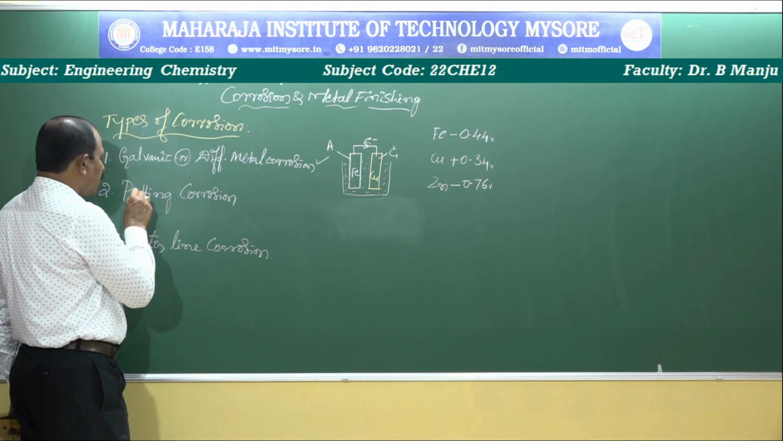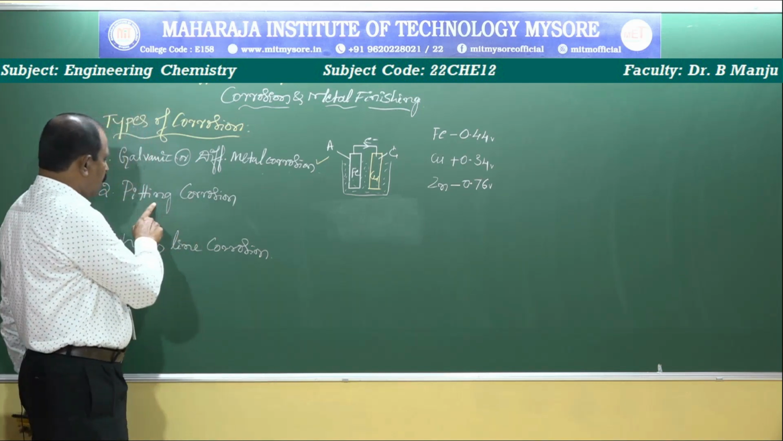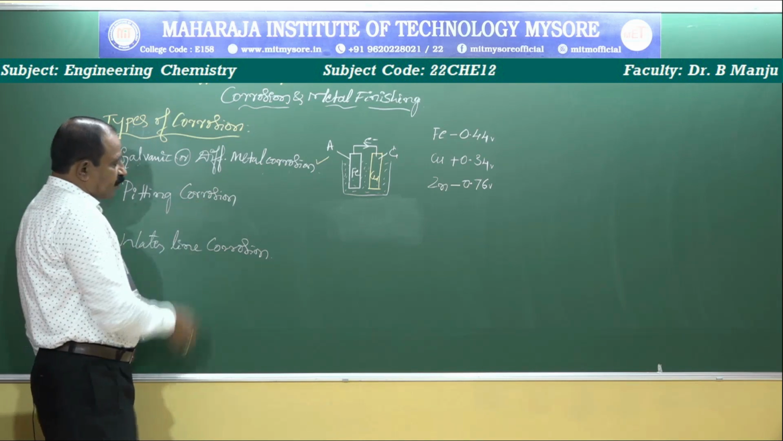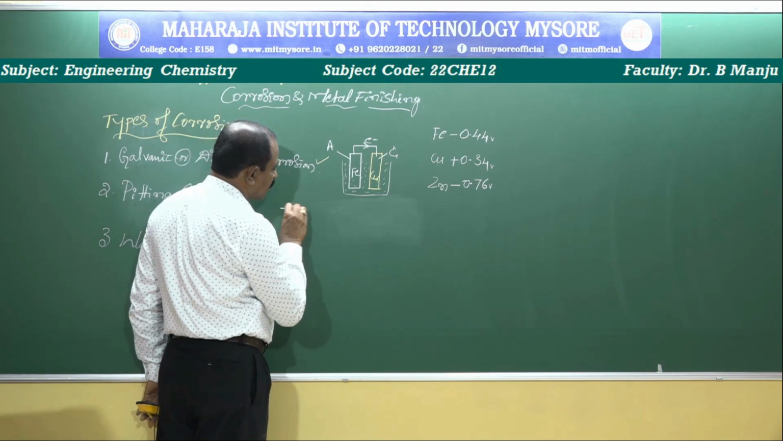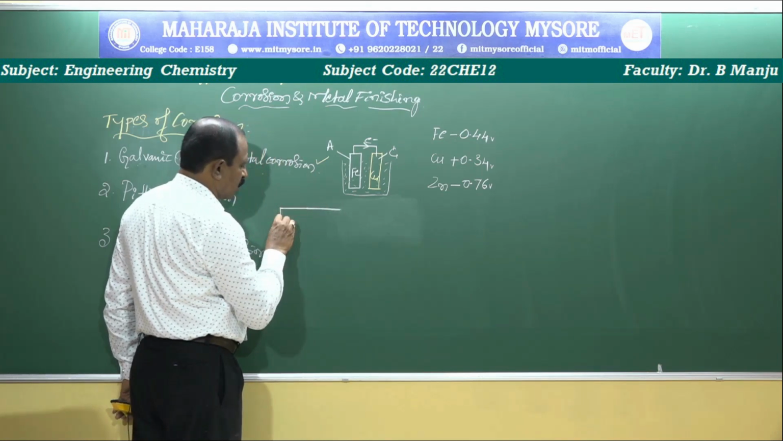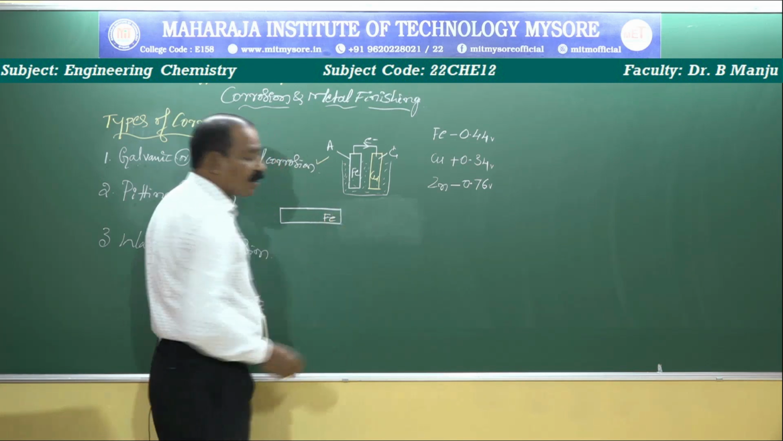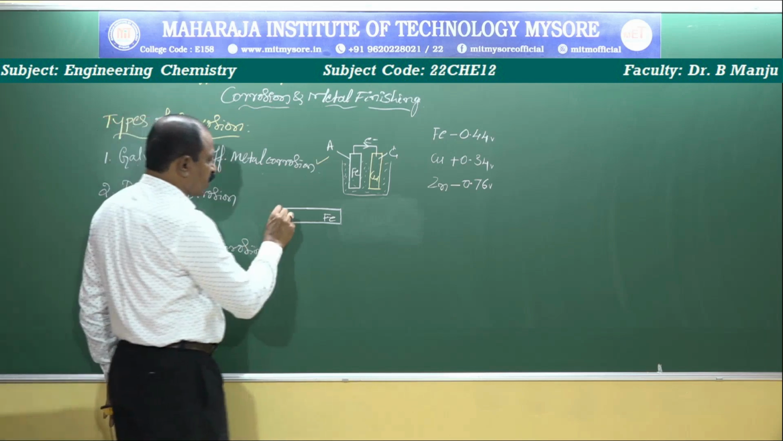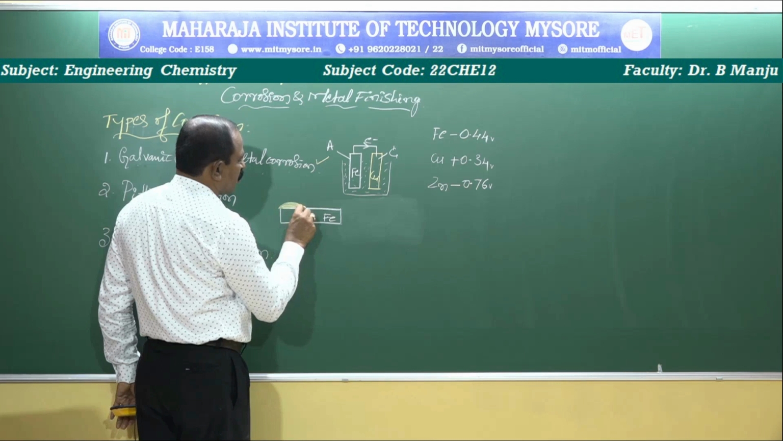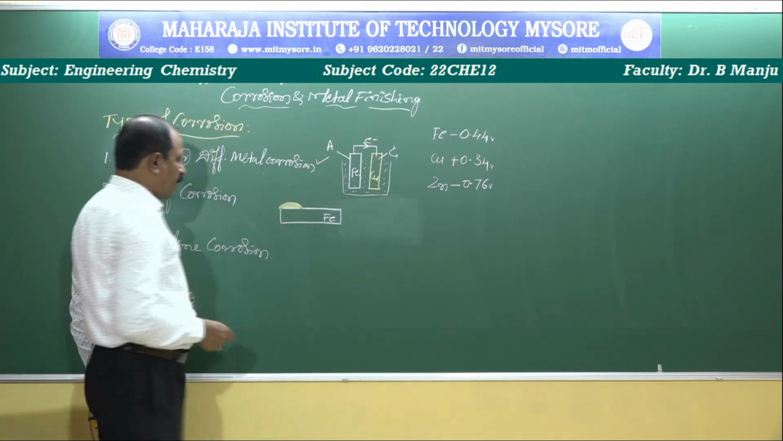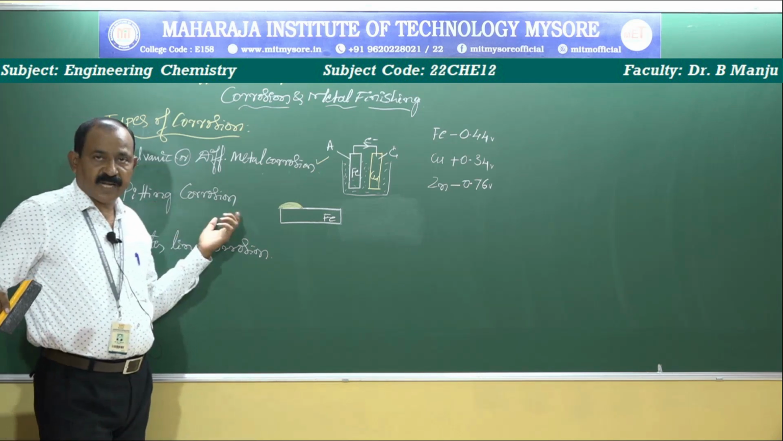Next we go for pitting corrosion. Pit means hole. Pitting corrosion takes place only when a pit or hole is created on the surface of the metal. For example, a windows rod. Now I have taken this windows rod, which is an iron metal. Some dust particles are deposited over here. In this type of corrosion, a pit or hole is created on the surface of the metal. That type of corrosion is called pitting corrosion.